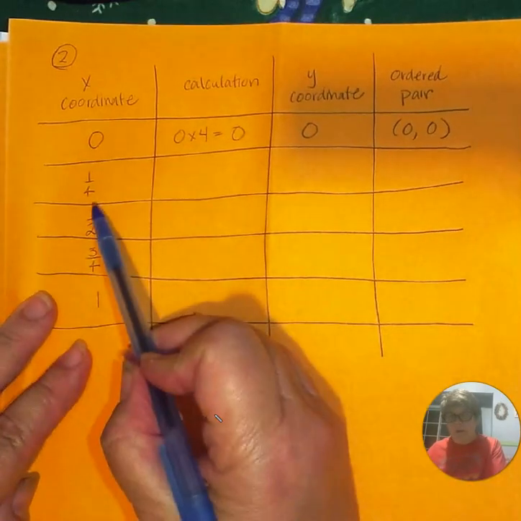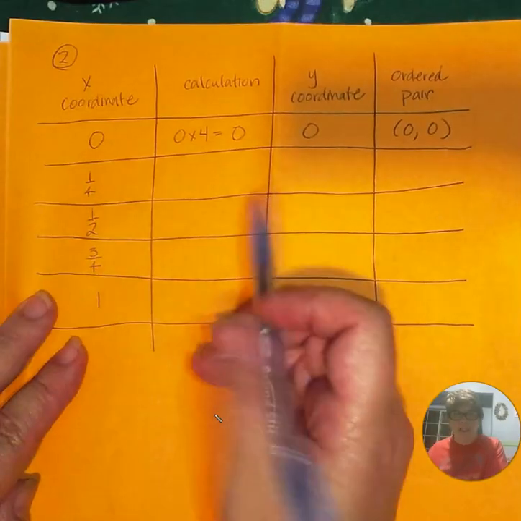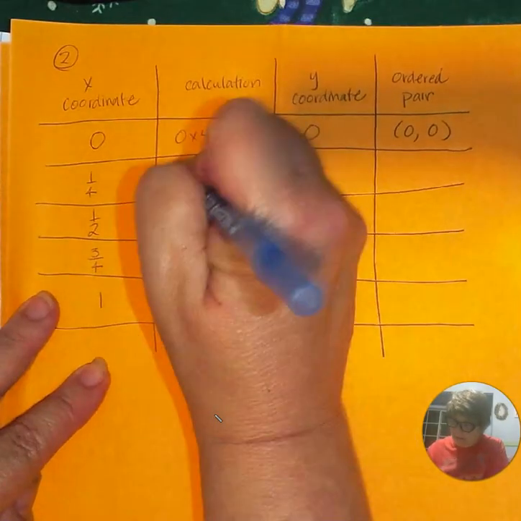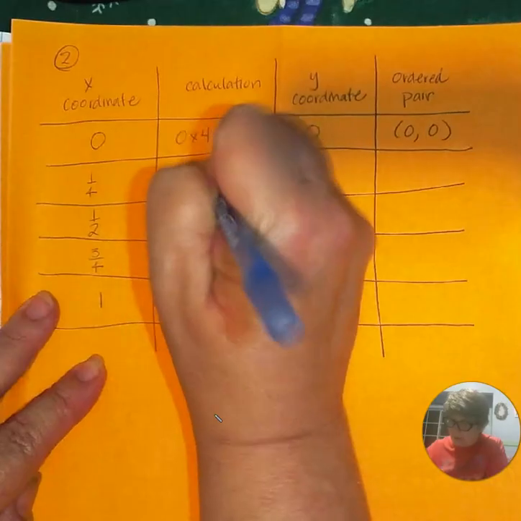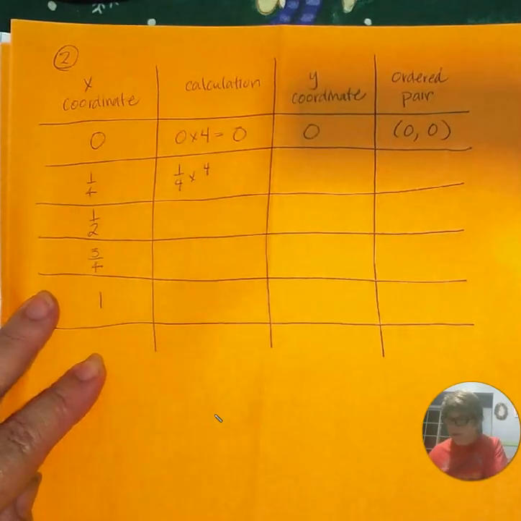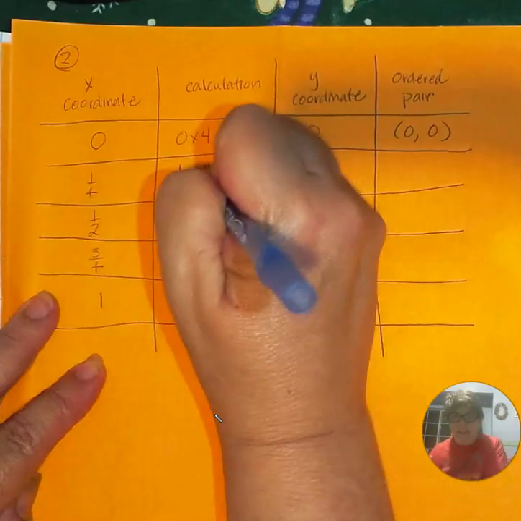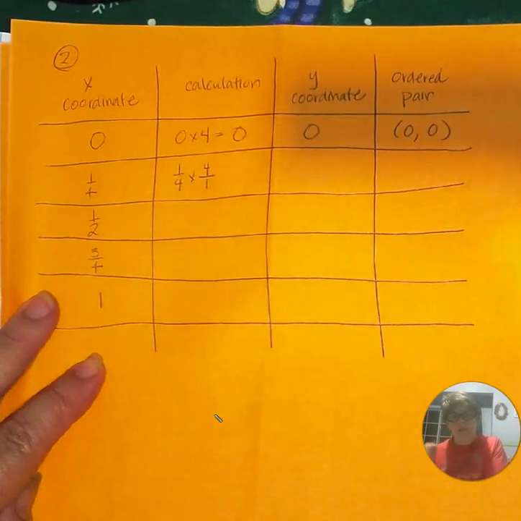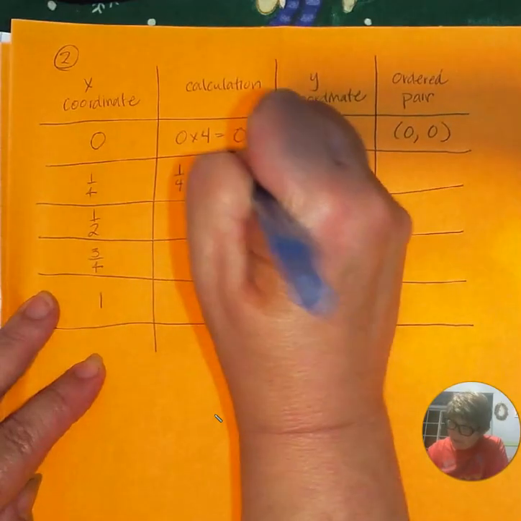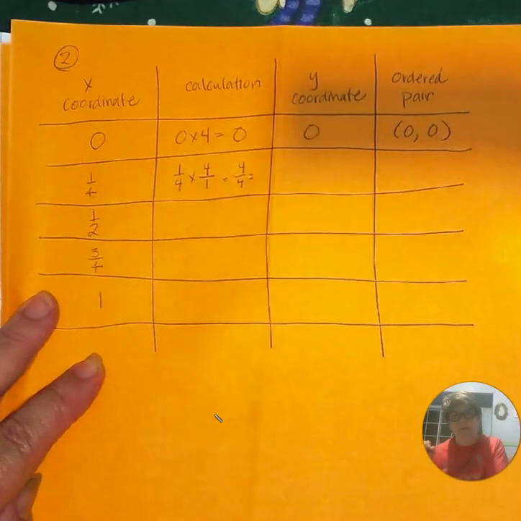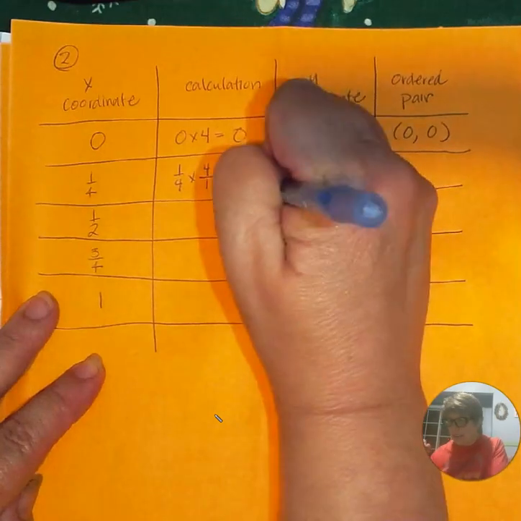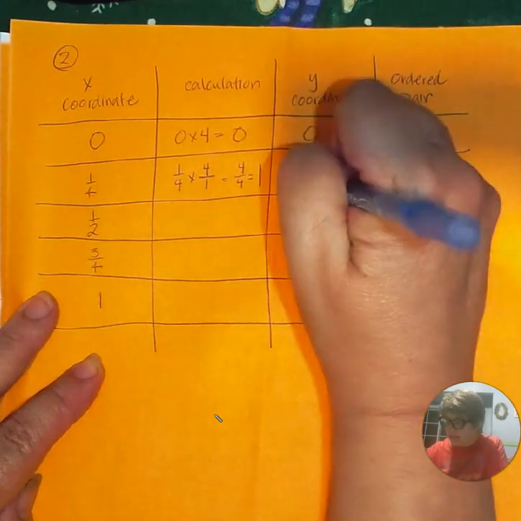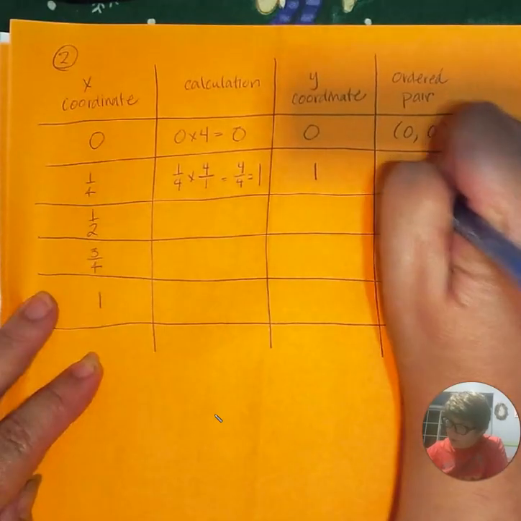But now we have 1/4. All right, so got to throw the fractions in there. 1/4 times 4. Now when we multiply by a whole number, we put a 1 under it, and we just multiply straight across. Hopefully you remember that from module 3, multiplying fractions, I think. So that would be 4/4, and any number over itself, 4/4, is equal to 1. So our y coordinate is 1, and our ordered pair is 1/4, 1.